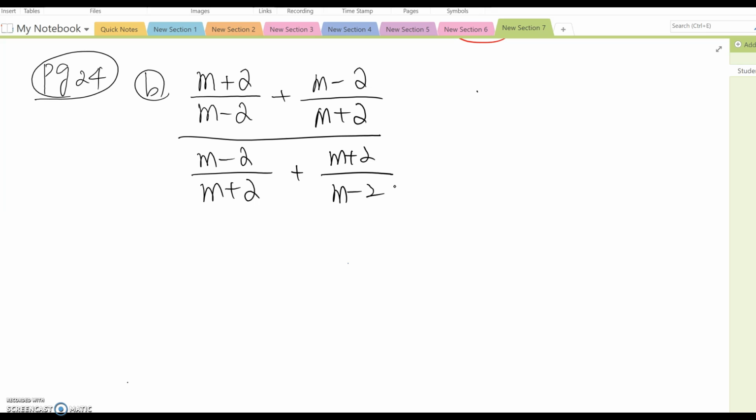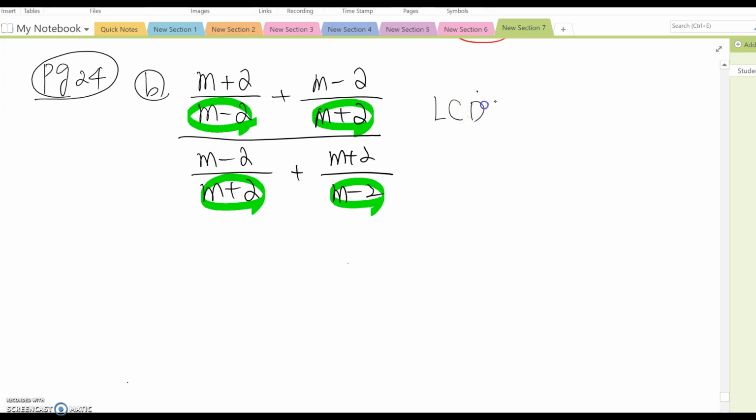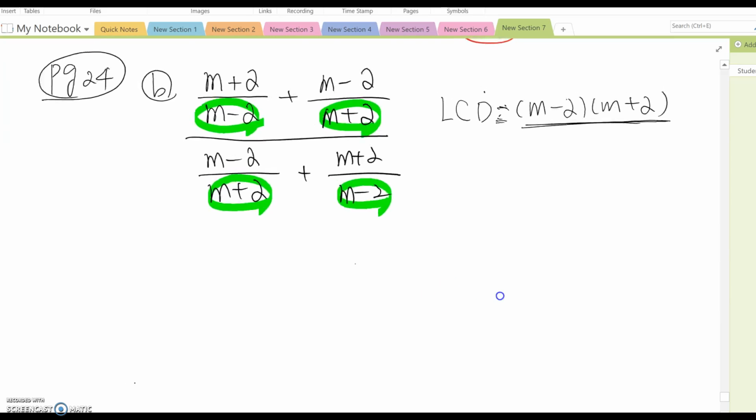Then you just organize or categorize all the denominator factors from the numerator and denominator. As you see, m minus 2, m plus 2, m plus 2, m minus 2. So you already conjecture what the LCD is, right? So the LCD will be (m − 2)(m + 2). Okay, so what was the next step?